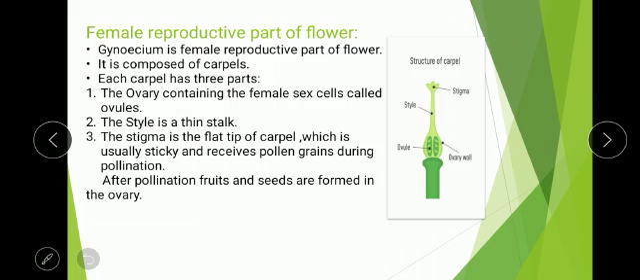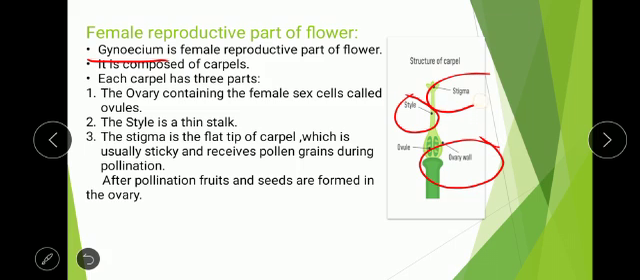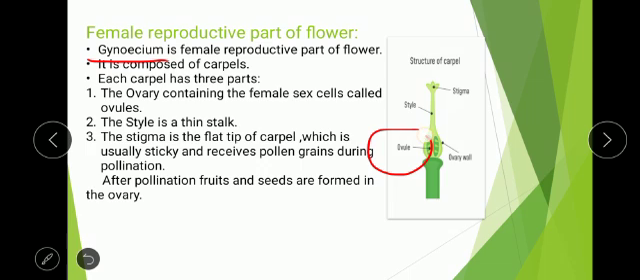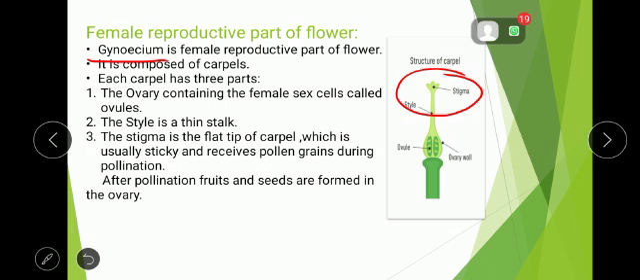Female reproductive part. The female reproductive part is also called gynoecium. It is composed of carpels. Each carpel has 3 parts: ovary, style and stigma. The ovary contains the female sex cell called ovule. Style is a thin stalk, and stigma is the flat tip of the carpel, which is usually sticky and receives pollen grains from the anther during pollination. After pollination, fruit and seed are formed in the ovary.